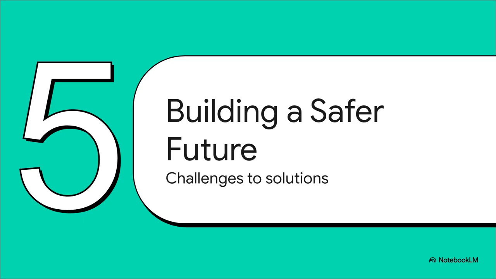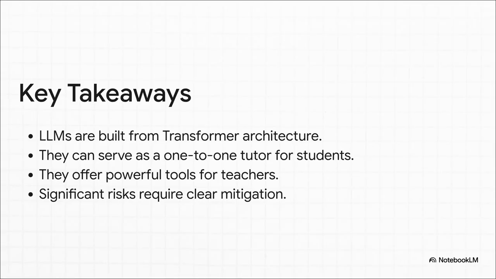So look, acknowledging these risks isn't about hitting the brakes on progress. Not at all. It's about being smart. It's about building the guardrails and the frameworks we need to turn these challenges into solvable problems, so we can use this technology responsibly. So let's just quickly recap the big takeaways. We know LLMs are built on that transformer architecture. We've seen their incredible potential as one-on-one tutors for students and as powerful assistants for teachers. But, and this is a big but, we also know they come with major risks that demand smart, proactive solutions.